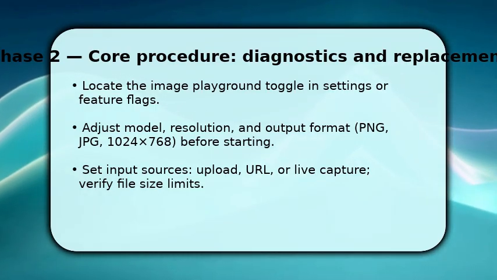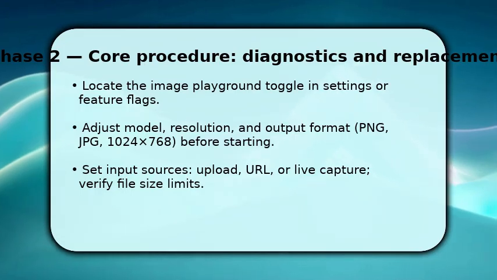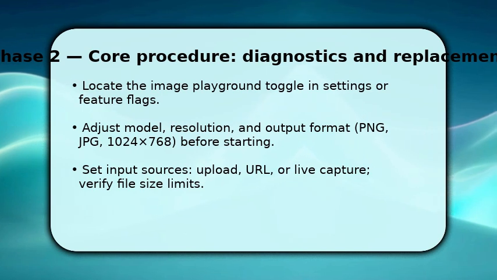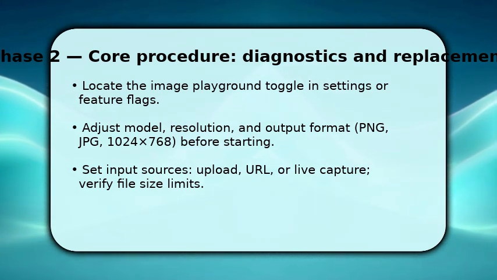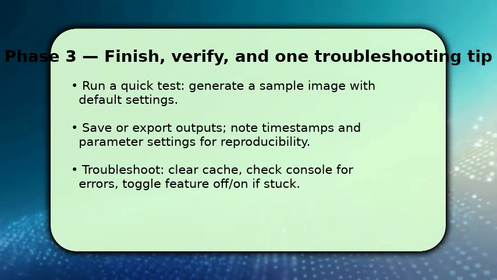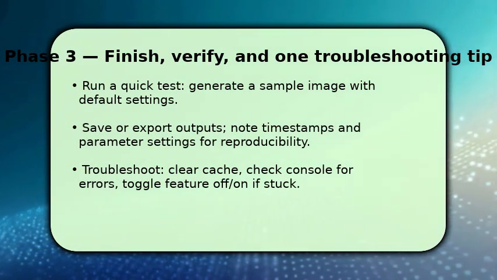Next, set your input source by uploading a file, providing a URL, or selecting live capture. Make sure uploaded files meet the size and type limits, so to complete setup, run a quick test generation using default settings. This verifies the pipeline and surfaces any immediate issues.